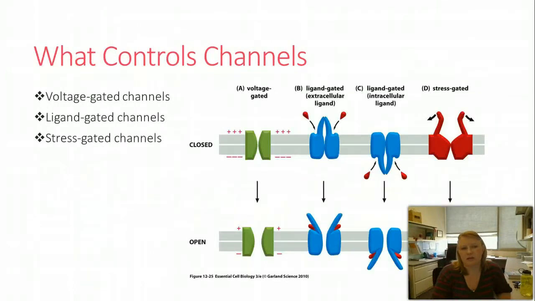So how are they controlled? There are three main types of controls in ion channels. There's voltage gated. We're going to talk a lot about voltage gated channels and how this works in nerve cells. But basically, the electrochemical gradient is what helps open and close them. Then we have ligand gated, where a ligand has to bind and change the conformation of the ion channel, allowing it to open or close. And then we have stress gated, where a physical event occurs on the gate that allows it to open or close.